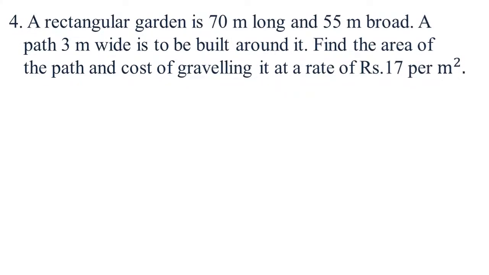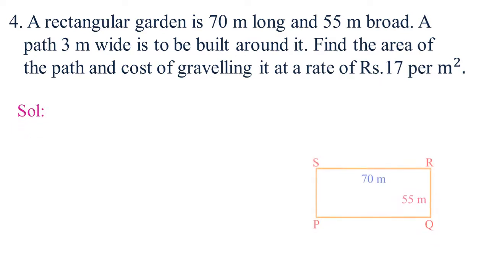Let's see fourth problem. A rectangular garden is 70 meter long and 55 meter broad. A path 3 meter wide is to be built around it. Find the area of the path and cost of travelling it at a rate of rupees 17 per meter square. First we should know the question meaning. A rectangle garden 70 meter long and 55 meter broad. A path 3 meter wide is to be built around it.